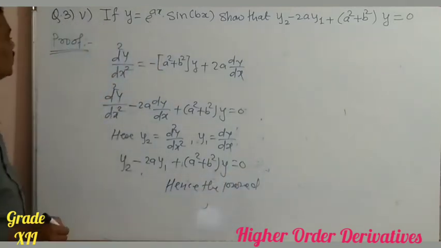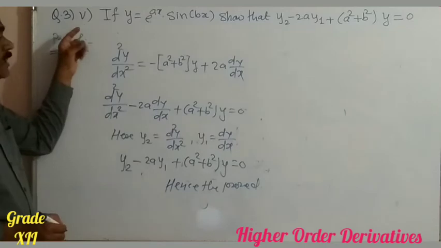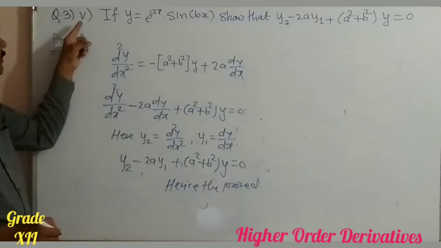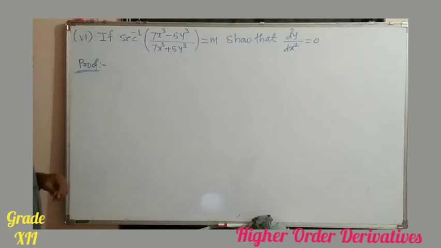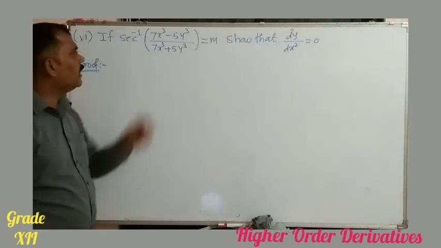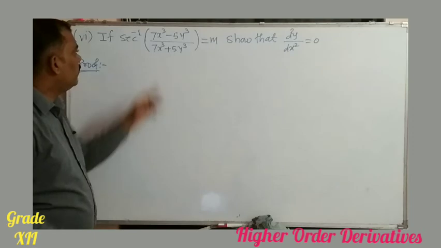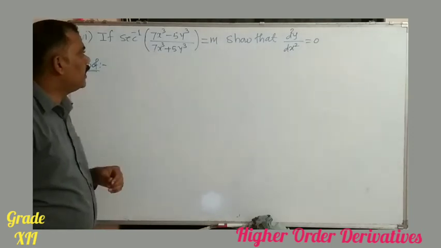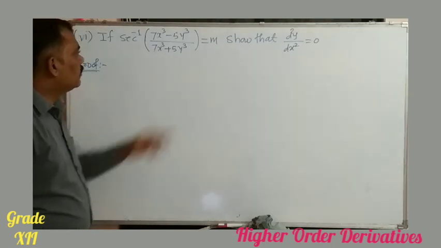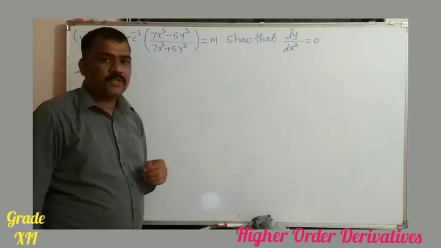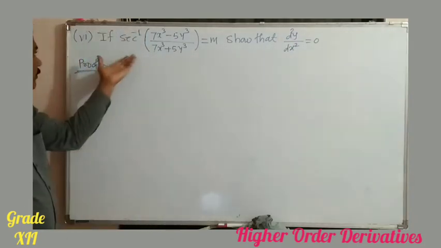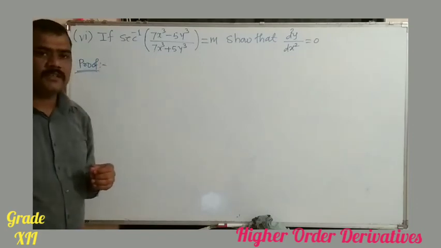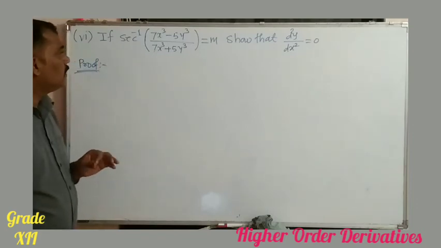After that, we have to discuss example number 6. What is example number 6? If sec inverse of (7x cube minus 5y cube) divided by (7x cube plus 5y cube) is equal to m, show that d2y by dx square is equal to 0. The second order derivative is 0. This type of problem we have already solved.